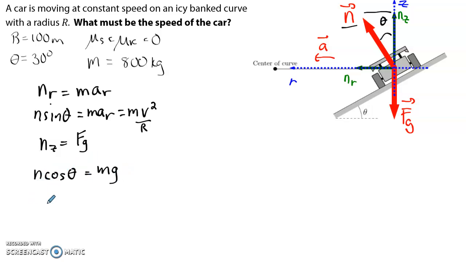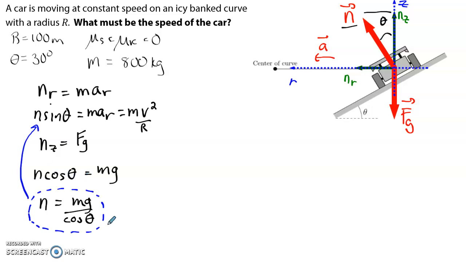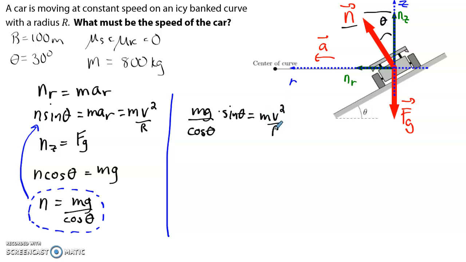So just as we found previously, we get that the normal is equal to mg divided by the cosine of theta. Since cosine of theta is always smaller than 1, we can see that n indeed will be bigger than mg, just as we discussed in the conceptual part of the question. Now we want to take this expression for the normal and just replace it in the equation that we had for the sum of force on the r-axis. So we get mg divided by the cosine of theta, which is just normal, times the sine of theta is equal to the mass times v squared divided by the radius.